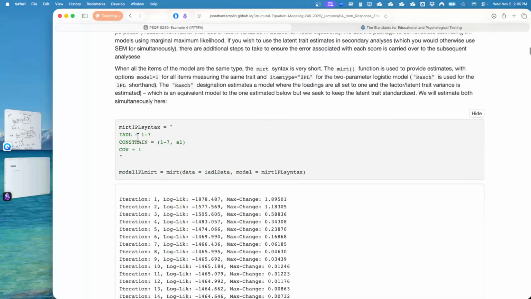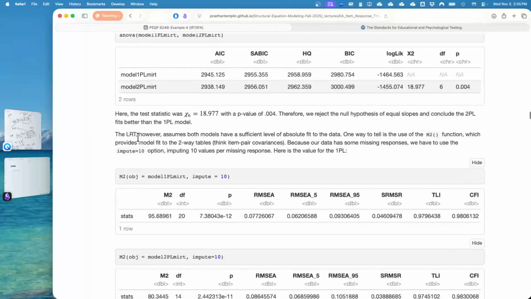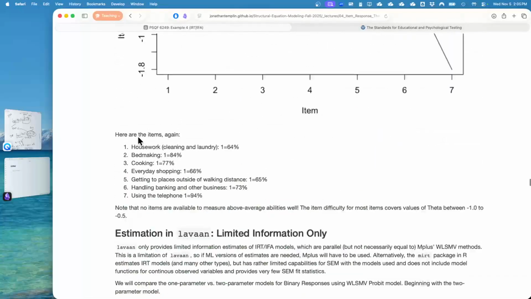Bring the data in. Turns out this is how to do it in MERT. I want to get down to lavaan though.